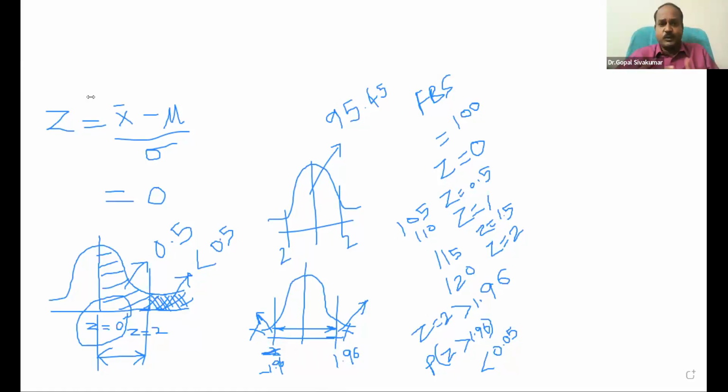There are 1,000 people who are writing a competitive exam. You are in the last 5% of the list. Your performance is so bad. Can I say like that? It's the reverse. Your performance is so bad, isn't it? Because you are in the last 5%.